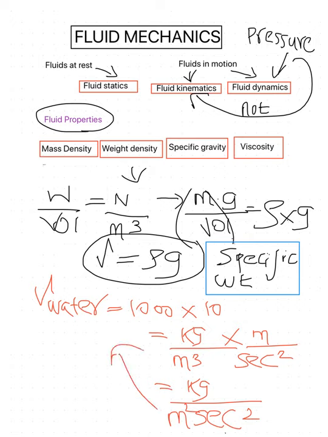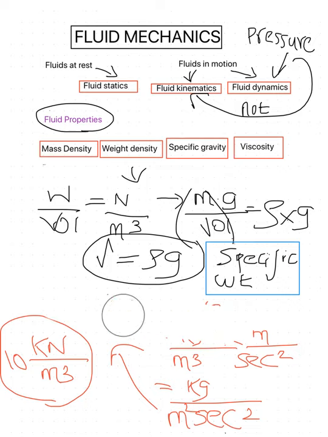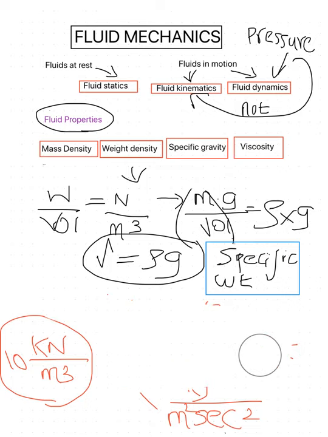Now this is in short written as kilonewton per meter cube. So the gamma of water becomes 10 kilonewton per meter cube. Alright, so this is how it goes. Similar way you could find out the weight density of any other fluids also.